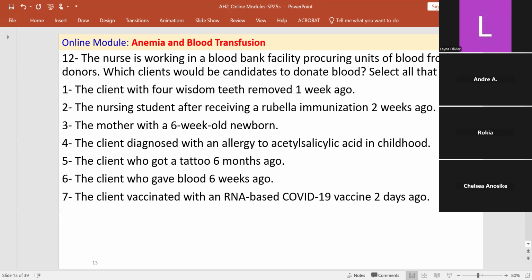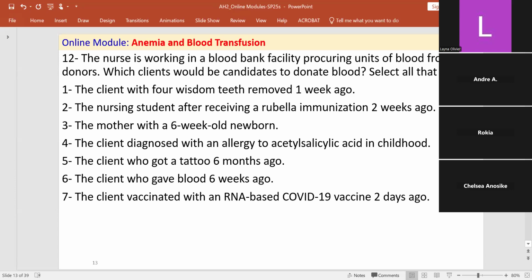So you can give blood. Number one is a very small, scant amount of blood loss. It doesn't contraindicate you from donating blood. So number one, yes, you can.